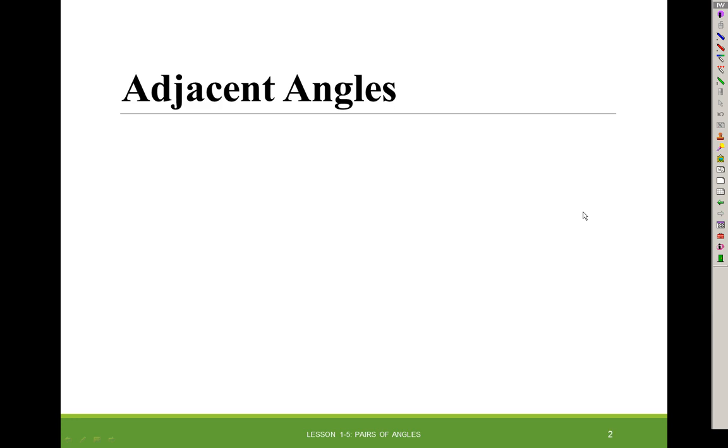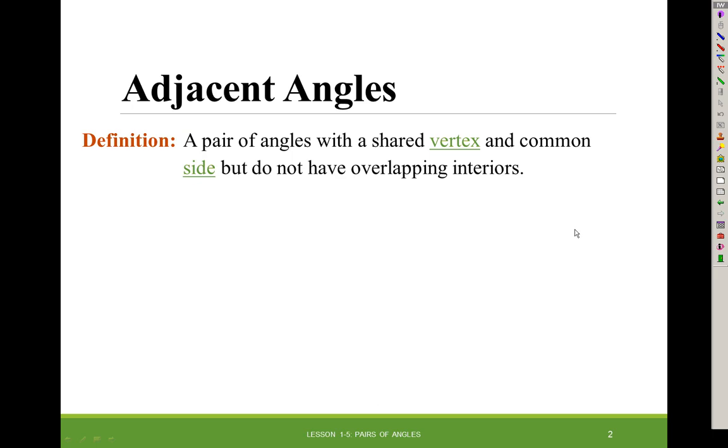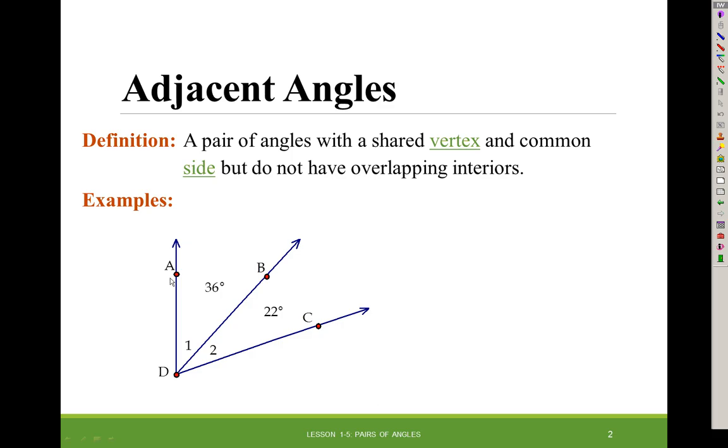First type is adjacent angles. This is a pair of angles with a shared vertex and common side but do not have overlapping interiors. The best way to describe this is two slices of pizza that are right next to each other. In this example, angle 1 and angle 2 share a vertex D and they have a common side, ray DB.